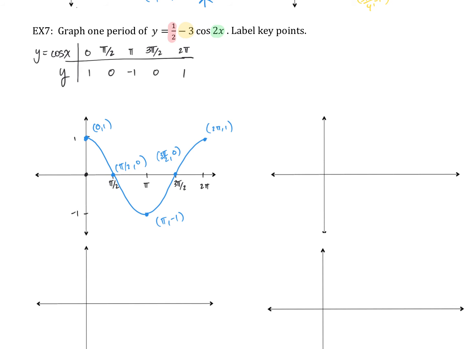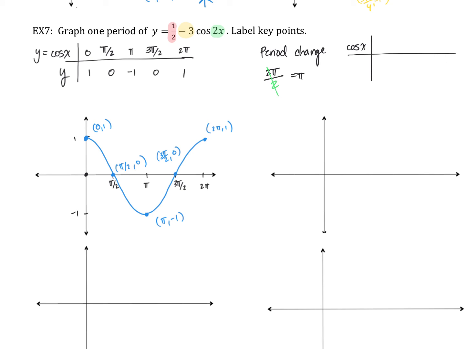Alright, so for order of transformation, the first thing we should do is note that we're going to need to change the period. So for the period change, we'll take that item on the inside. We'll have 2 pi, which is the normal period, and we'll divide that by the 2, which means we have a new period of pi. Alright, so let's go ahead and change that.